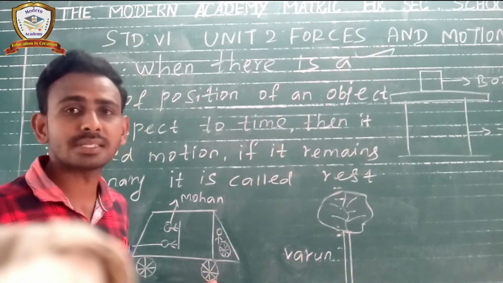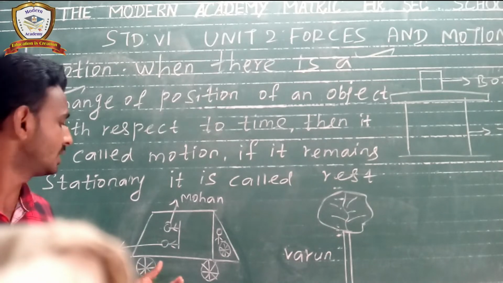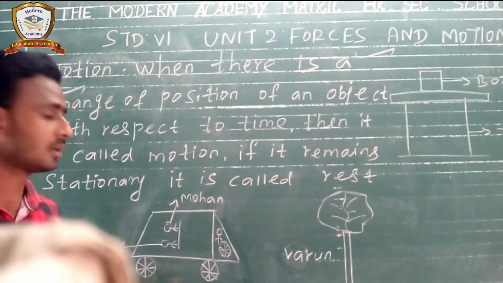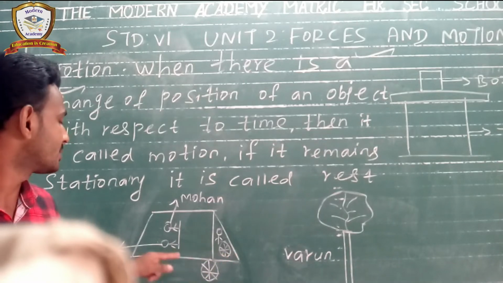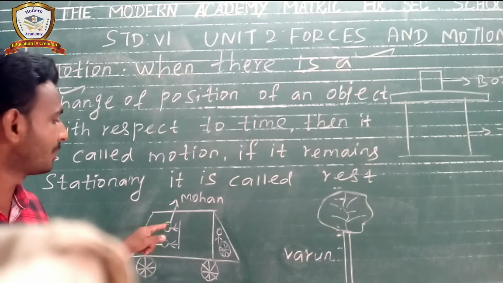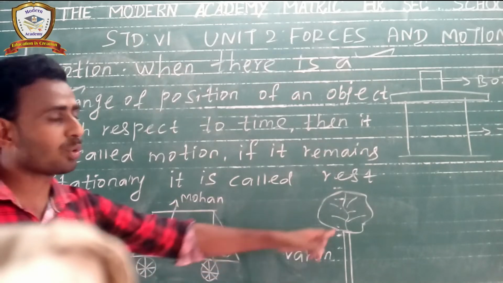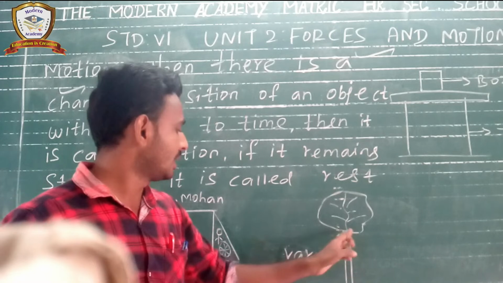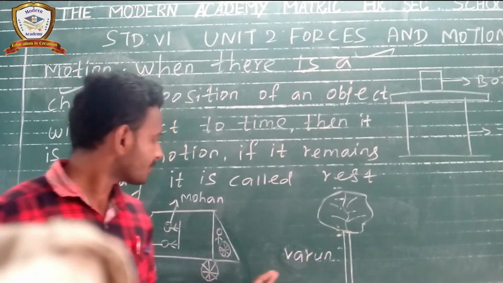The next thing is just see this picture. Here I have drawn one vehicle. This vehicle looks like a car. Here is the driver, steering, and also one back seat. Two people are there. One person's name is Mohan, another person's name is Rekha. Okay, here one tree is there. Near the tree is Varun, right?